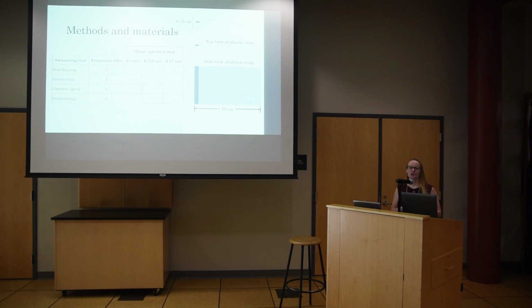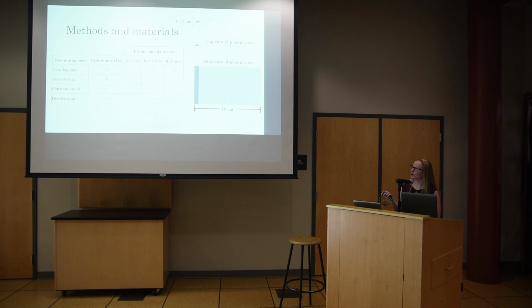The plastic strip was connected to a biomimetic robot that would heave the plastic strip back and forth, with a frequency of 1 for the swimming cases, and a frequency of 0 for the non-swimming case. So the non-flapping foil was swum at 0.1 meters per second, 0.135 meters per second, and 0.17 meters per second. And by the speed, we mean the speed of the water in the flume. The plastic strip was tethered.